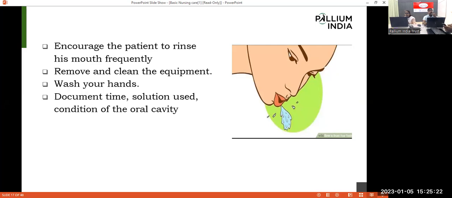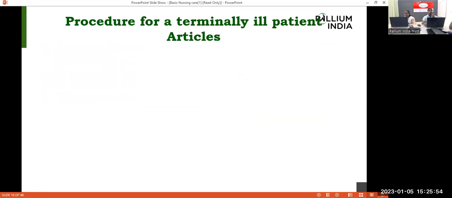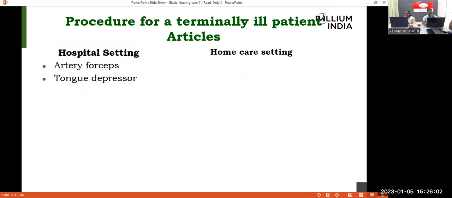Then remove and clean the equipment, and wash our hands also. Then document the time. Any solution we used for the oral care, we need to chart which solution we used and the reason. And in our assessment also, the condition of the oral cavity before the procedure and after the procedure, we need to assess how much benefit the patient got by the procedure. We need to chart that also.